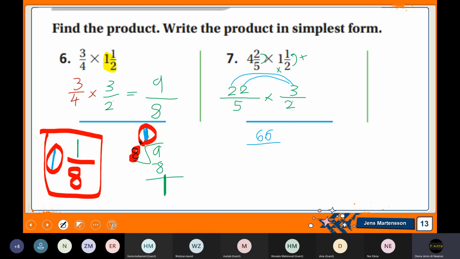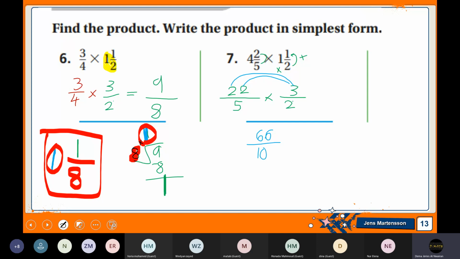Then after you multiply the numerators, what will the next step be? You multiply fractions. First, you multiply the numerators, then you multiply the denominators. What are the denominators now? 5 and 2. Bravo. So you multiply them now. 5 times 2 is what? 10. Good job.